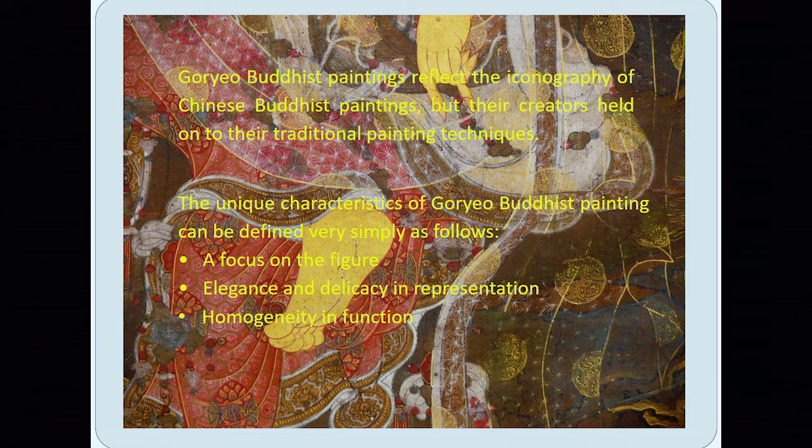Goryeo Buddhist paintings reflect the iconography of Chinese Buddhist paintings, but their creators held on to their individuality and their own traditional painting techniques, and therefore altered the Chinese model to suit a local taste and a local tradition. The unique characteristics of Goryeo Buddhist paintings can be defined very simply as follows: a focus on the figure, elegance and delicacy of representation, homogeneity in function. And I'll stop there and answer questions that you may have.